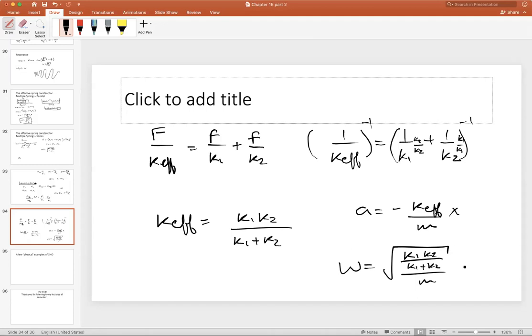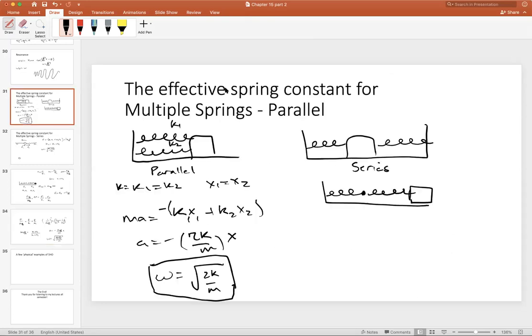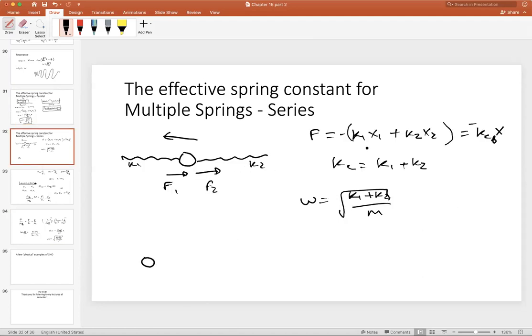And that is the solution to series when I have two of them in series like this. If they're in series like this, assuming I didn't mess that up, so would this be the same?